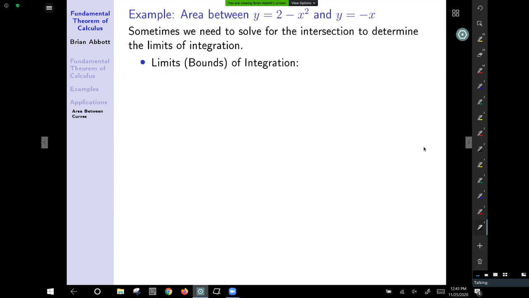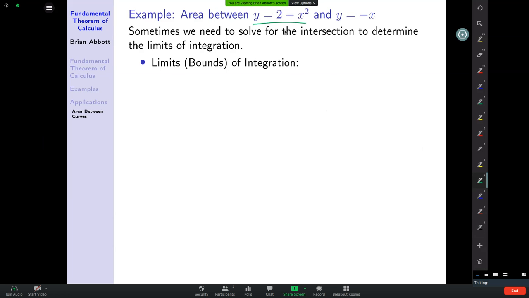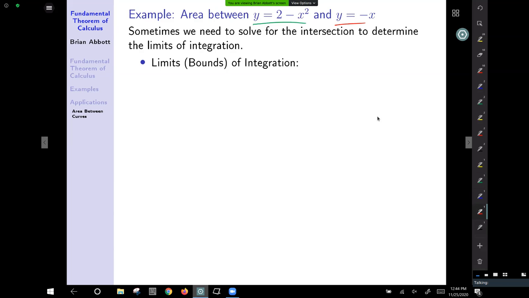So in order to see what we're talking about here, we want to graph these two things. We should think, which one is going to be on top and which one's going to be on bottom. I'll take an educated guess: 2 minus x squared is a parabola that's been flipped over and then shifted 2 up, and y equals negative x is the downhill diagonal line. So I think that one's going to be on the bottom. Let's draw a quick sketch here.